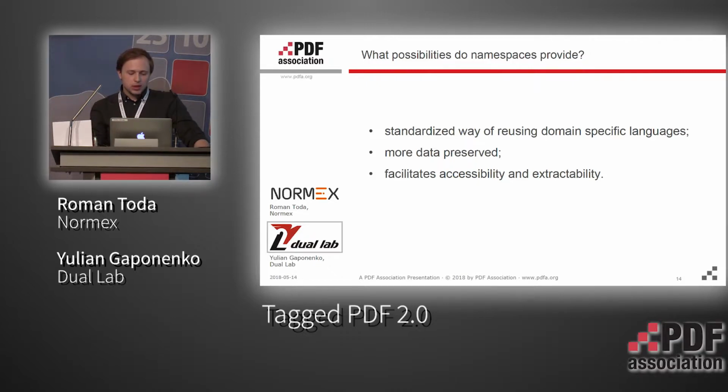In order to process this kind of domain-specific language, there is a special subclause in the specification that is designed to list the domain-specific languages that do not require role mapping. Currently, there is only one such namespace. It's MathML, and how do you actually tag with it?